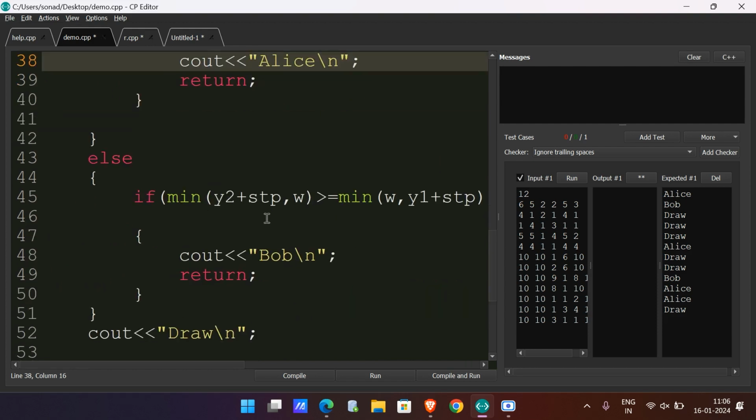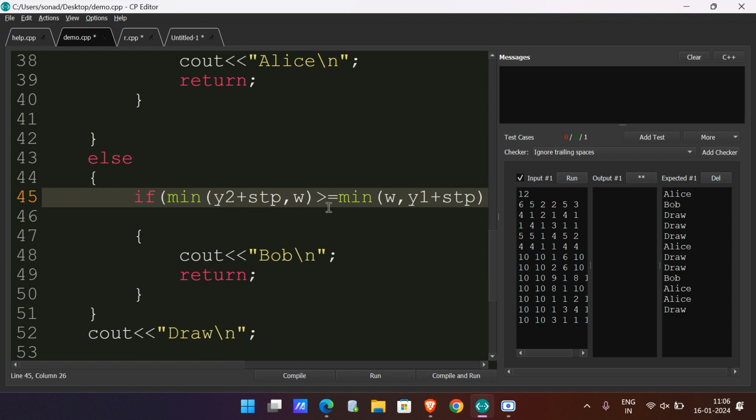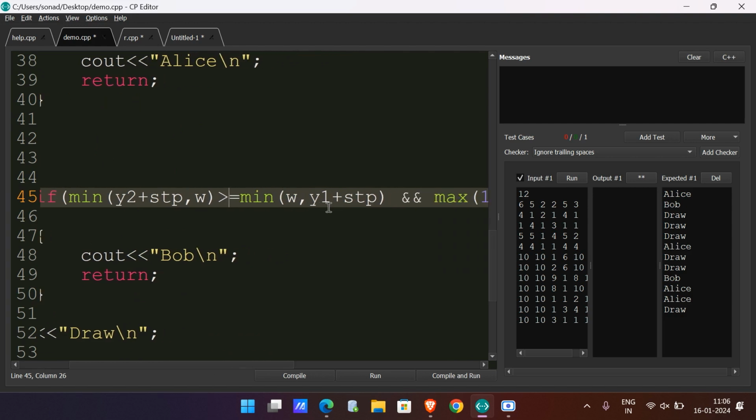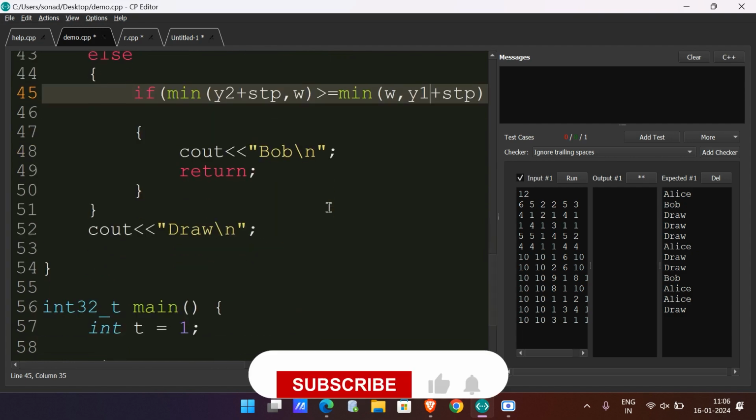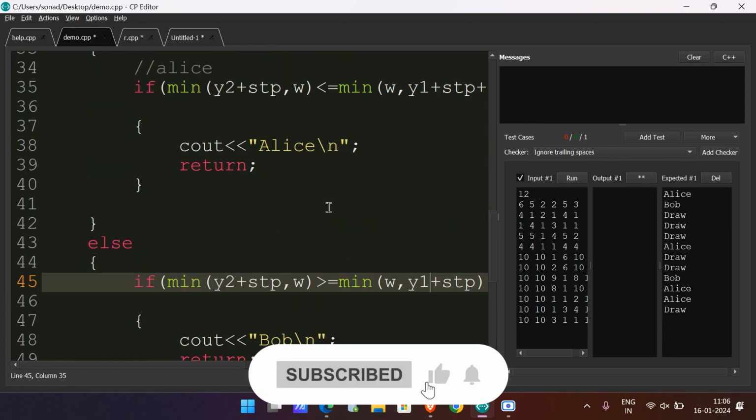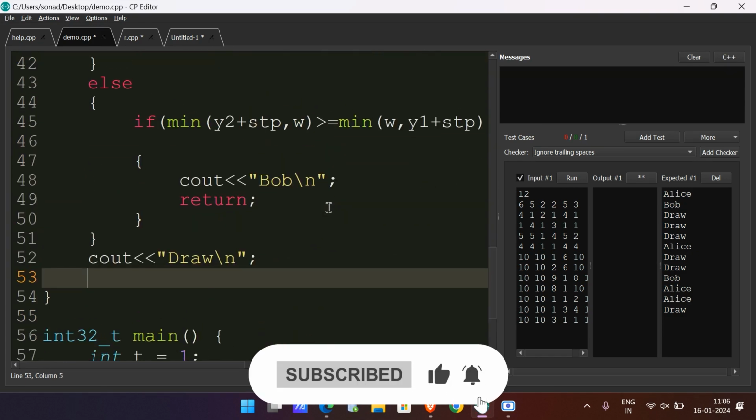And the same I did for Bob. If Bob would be able to catch from the right as well as from the left, then only Bob would win the game. If both conditions don't meet, then there will be a draw.